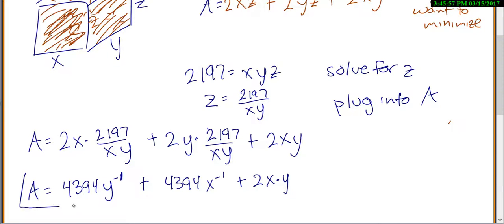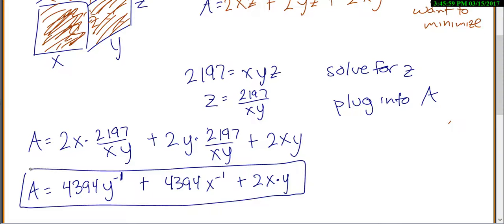So now we have A, which is down to just two variables, and you can use all of your other tricks from all the other problems in the section, and you just have to optimize it. You need to find, in this case, the minimum.